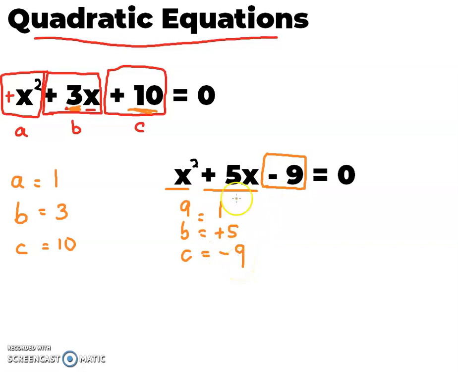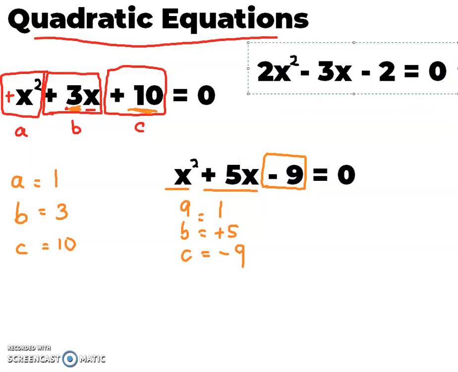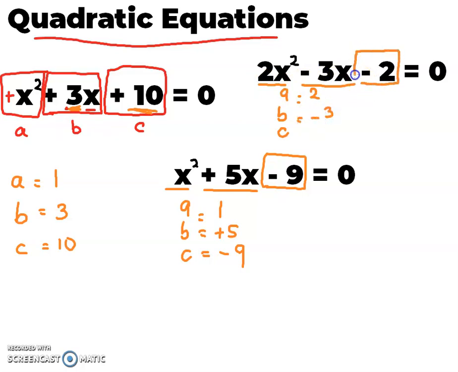All right, let's try another example. Just out of randomness, let's try this one. Again, just 3 seconds, figure out what the A, B, and C are. You should know that the A is 2, the B is negative 3, the C is negative 2. Simple enough.